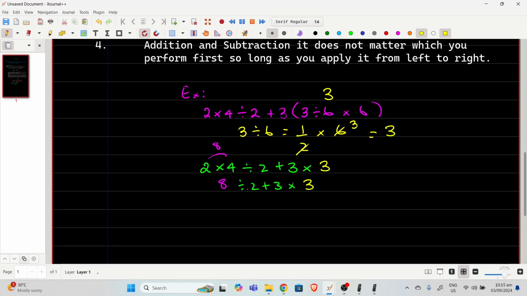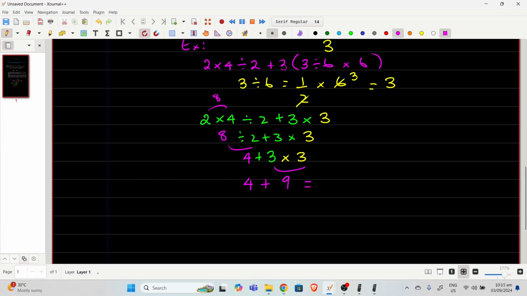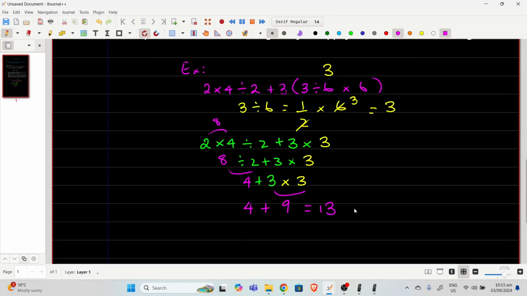And then I do the division, so 8 divided by 2 is 4. So I'm going to put 4 here. Then I put down the remainder, so this is plus 3 times 3. Now this is an addition, so I don't do the addition yet. I have to do the other multiplication first. So 3 times 3 is 9. Then I have 4 plus 9, and 4 plus 9 is equal to 13. Right? So that's the order of the operations.